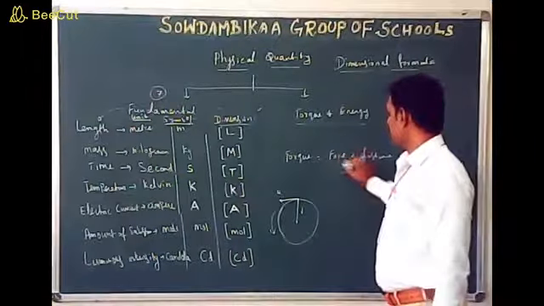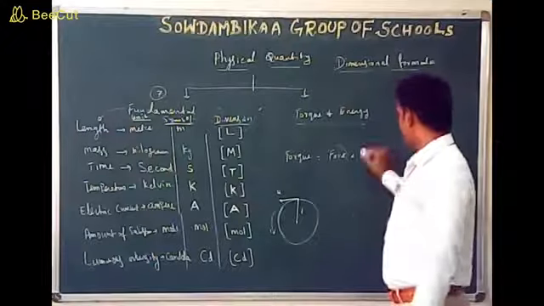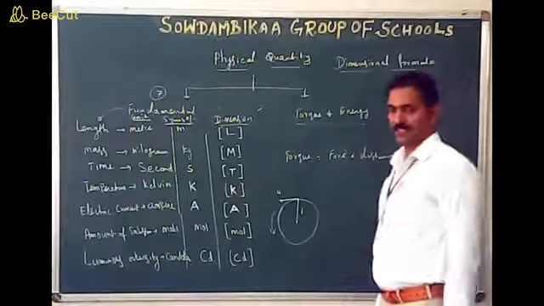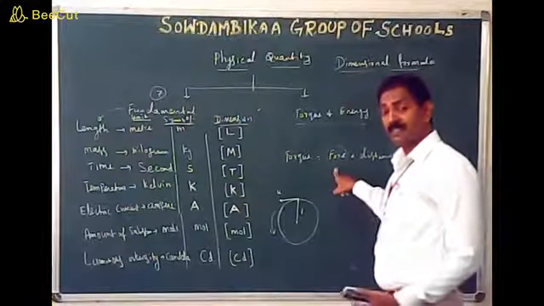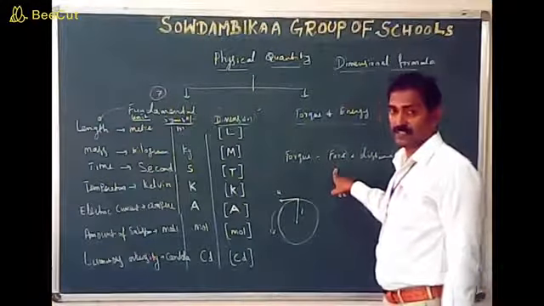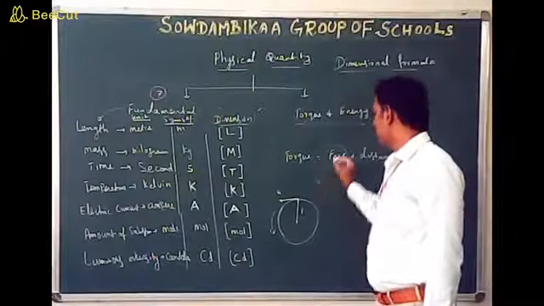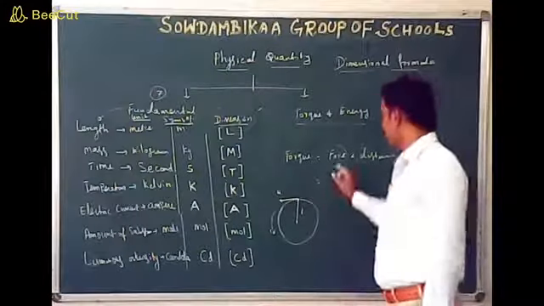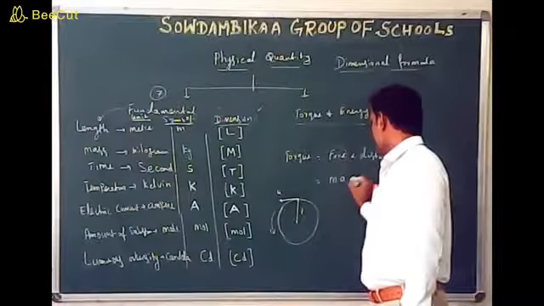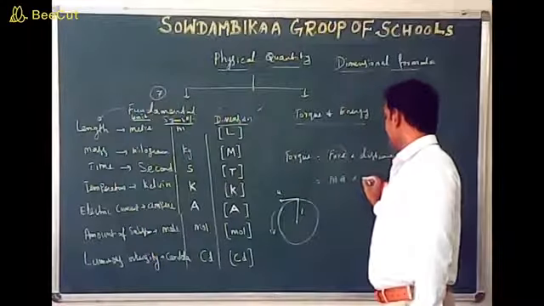So force is a physical quantity, and distance is also a physical quantity. We may write the physical quantity in terms of the fundamental quantities. How? Force is equal to mass into acceleration. So torque is written as mass into acceleration into the distance d.